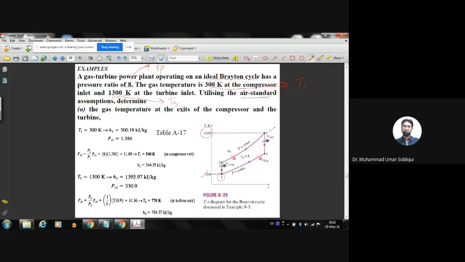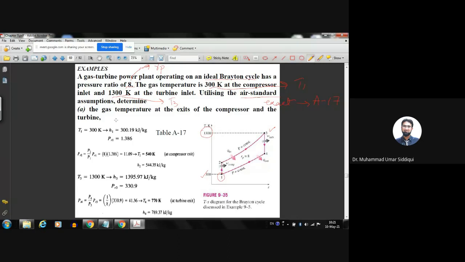Utilizing the air standard assumptions, it's written air standard. It's not written cold air standard. The word cold is very important. So if it is not written cold air standard, it's just written air standard, that means it is the exact methodology. That means you have to use table A17. Determine the gas temperature at the exit of the compressor and turbine.